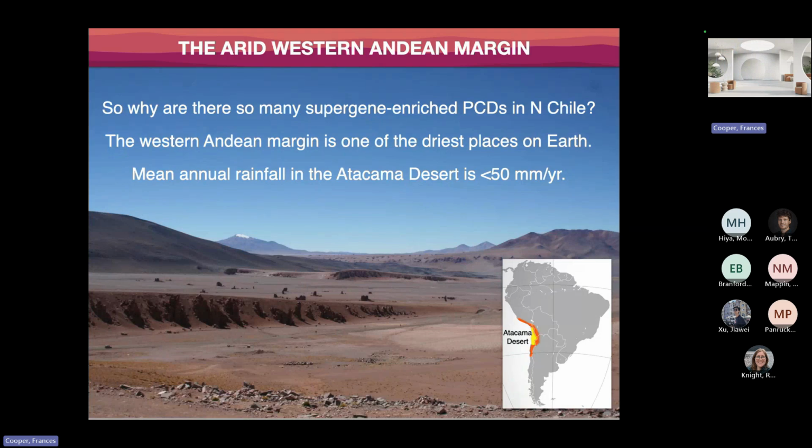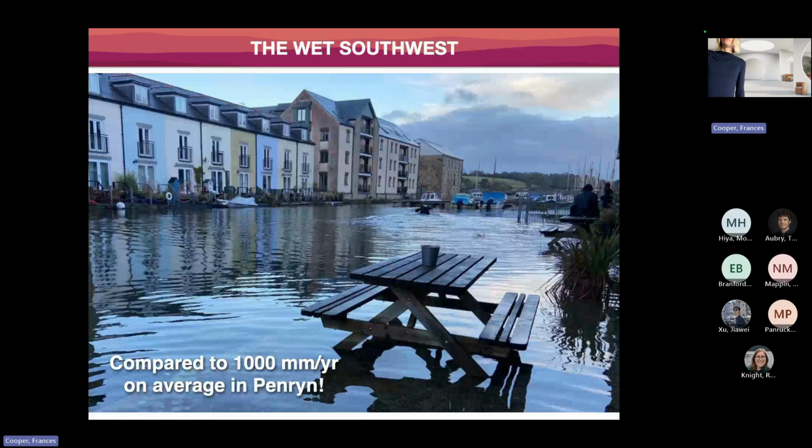So then why are there so many supergene enriched deposits in northern Chile? The Western Andean margin, otherwise known as the Atacama Desert, is one of the driest places on Earth, with mean annual rainfall today less than 50 millimeters per year. Compared with the wet southwest, I hope that this is Penryn, because BBC News told me it was flooding here. The average annual rainfall where we are today is 1,000 millimeters per year, just as a comparison.